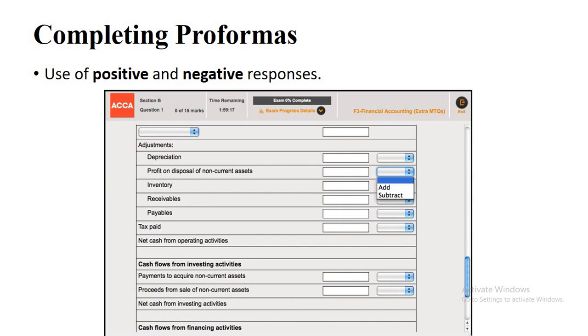And at the end, I recommend you attempt the example paper before your final exam.